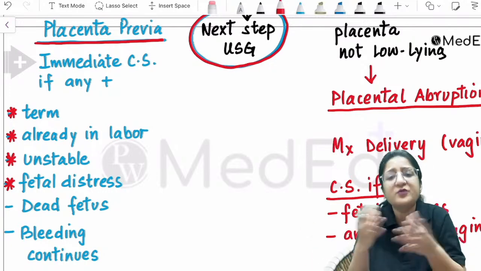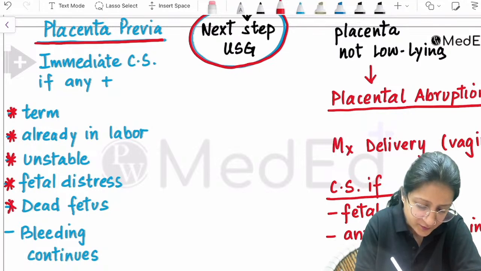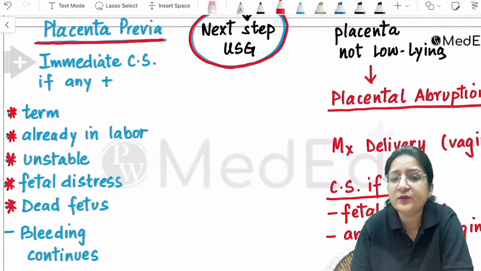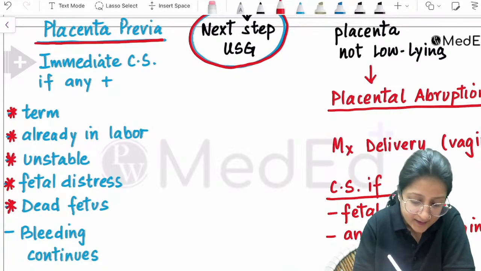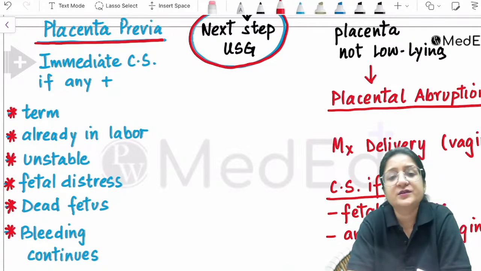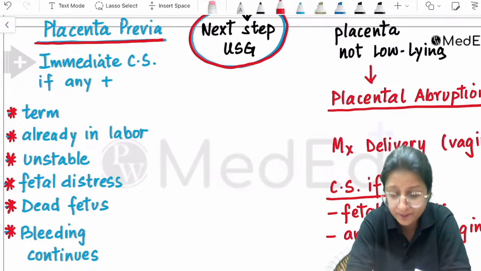So if the baby is out of the equation, then there is no point waiting and watching, right? So if it's already a dead baby, then also immediate cesarean section. Or let's say if the bleeding is continuing, it is not stopping, then also immediate cesarean section has to be done, and delivery for placenta previa is always by a cesarean section.